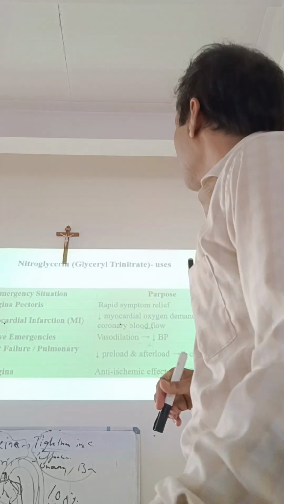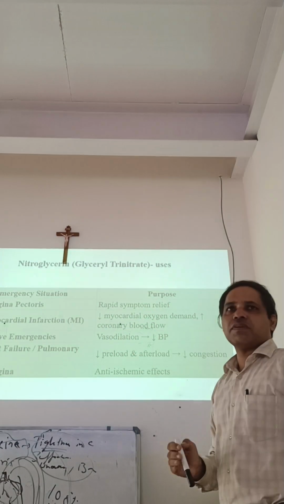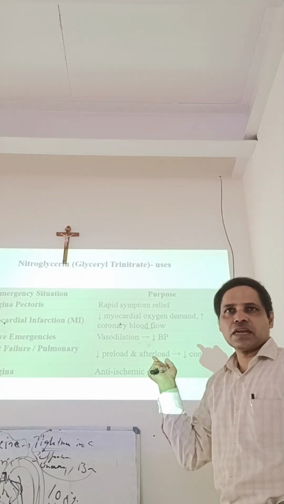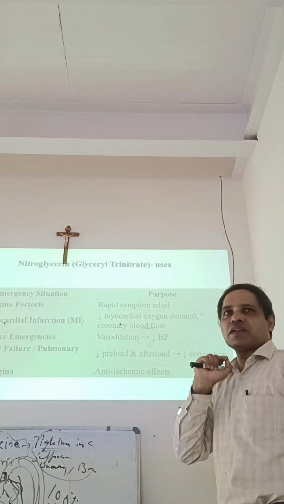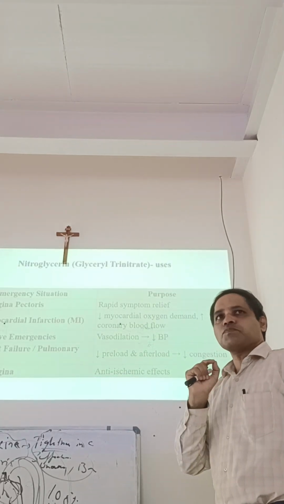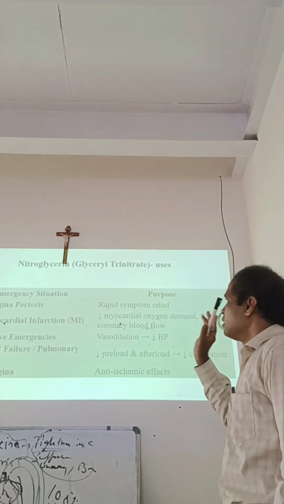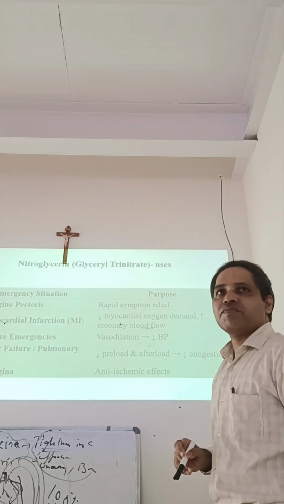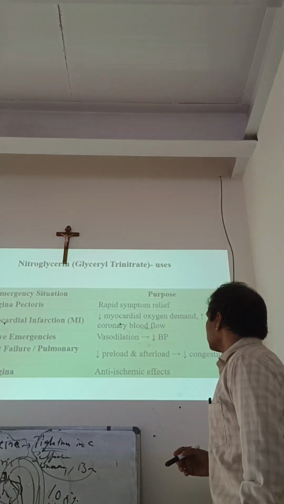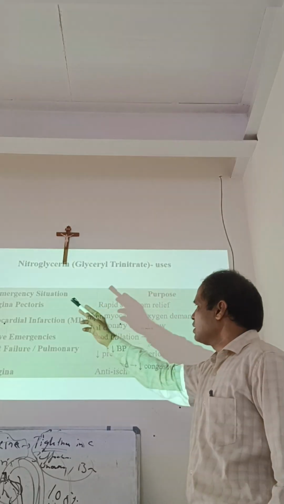Now what are the indications we are using it for? Acute angina pectoris, for rapid symptom relief. Because what is the route of administration? Sublingual. Keep it under the tongue, either you can crush it under the mucosa or just keep it, that is enough. It acts immediately. Acute MI, myocardial infarction, I told: it decreases oxygen demand. You don't have to actually write this. If you want, you can just read this. If you write only this much, it is enough.